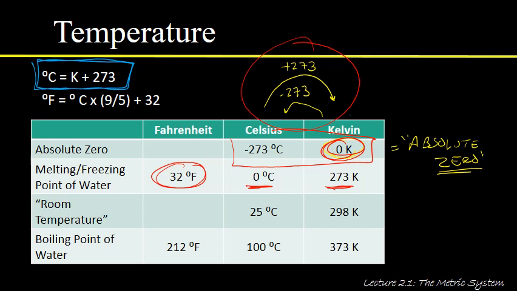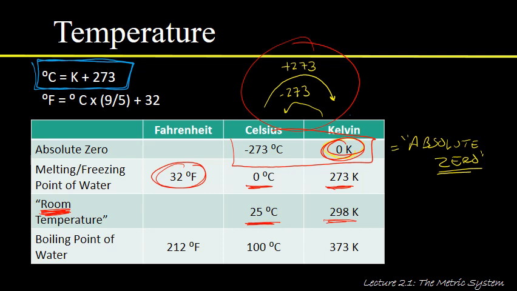Room temperature is not really a well-defined number, but just as a kind of common agreement, scientists have decided that room temperature, or normal temperature, or typical temperature is about 25 degrees Celsius, or 298 Kelvin.